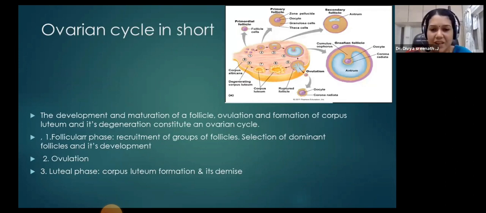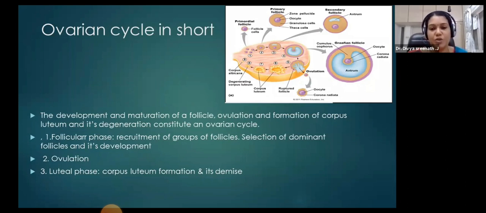So the ovarian cycle means the development of the follicle. We start from the primordial follicle to the primary follicle, secondary, tertiary, Graafian follicle, ovulation, then the formation of the corpus luteum. With the passage of time, if pregnancy doesn't happen, this corpus luteum will degenerate. So in short, these are the events that happen in the ovary.